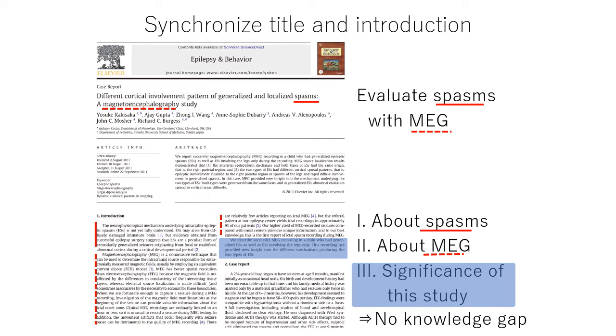Considering that readers may not know about spasms and MEG very well, I start with an explanation about spasms, which is followed by that of MEG. After providing basic knowledge about this paper, finally, I can introduce the significance of the study. By having these steps, readers may enter the world of your paper without a knowledge gap.